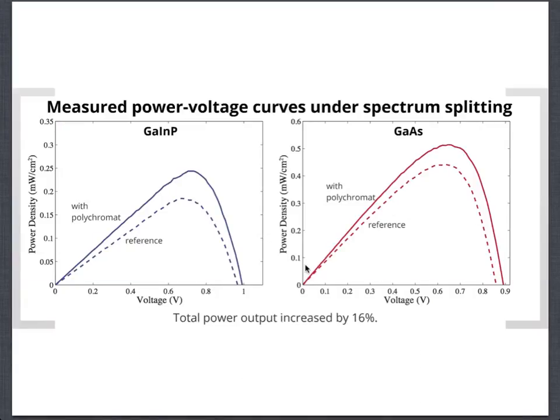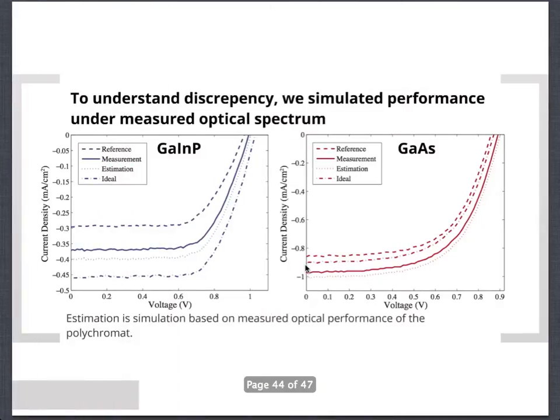And this is the power voltage measurements, same as before. You get higher power with the polychromate. So these curves, I said that there is a fabrication error which is causing the discrepancy between the simulation and the measurement.